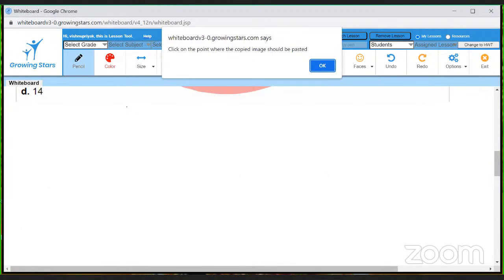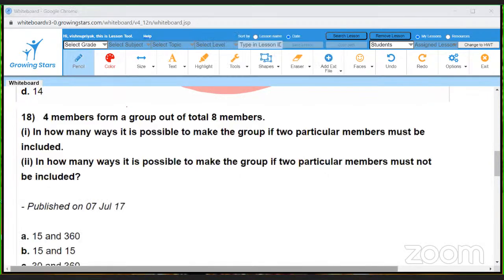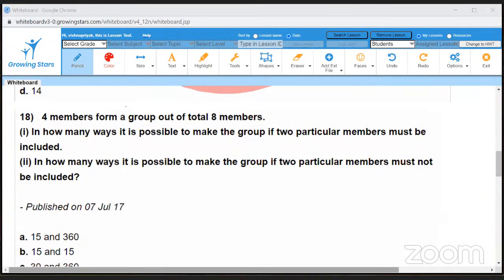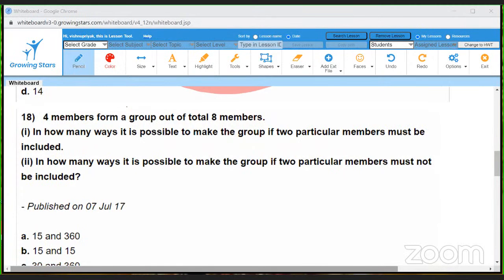Here is the next question. 4 members form a group out of a total of 8 members. The first part is: in how many ways is it possible to make the group if 2 particular members must be included? The second is: in how many ways is it possible to make the group if 2 particular members must not be included? So you need 2 answers.